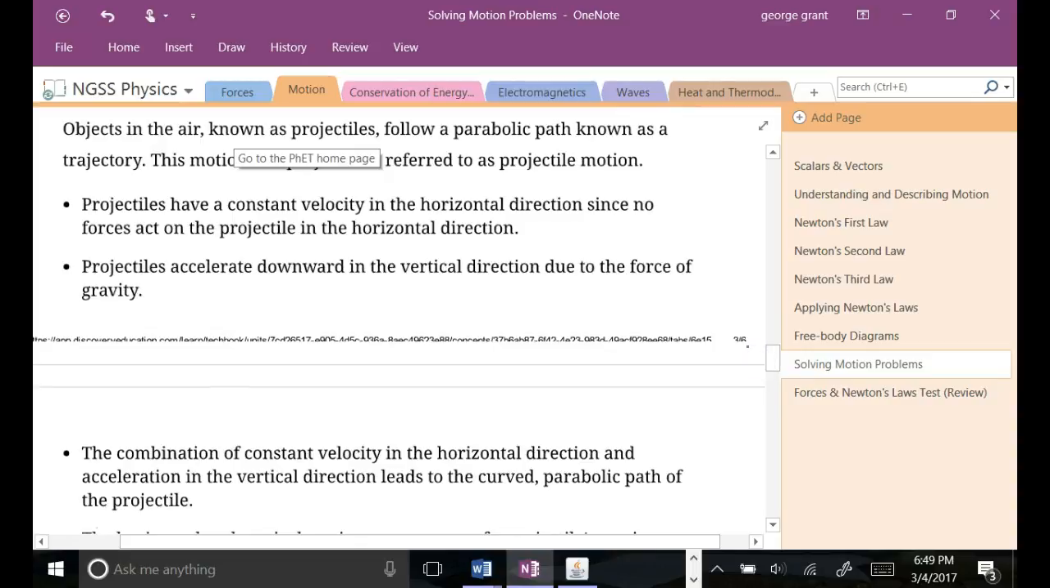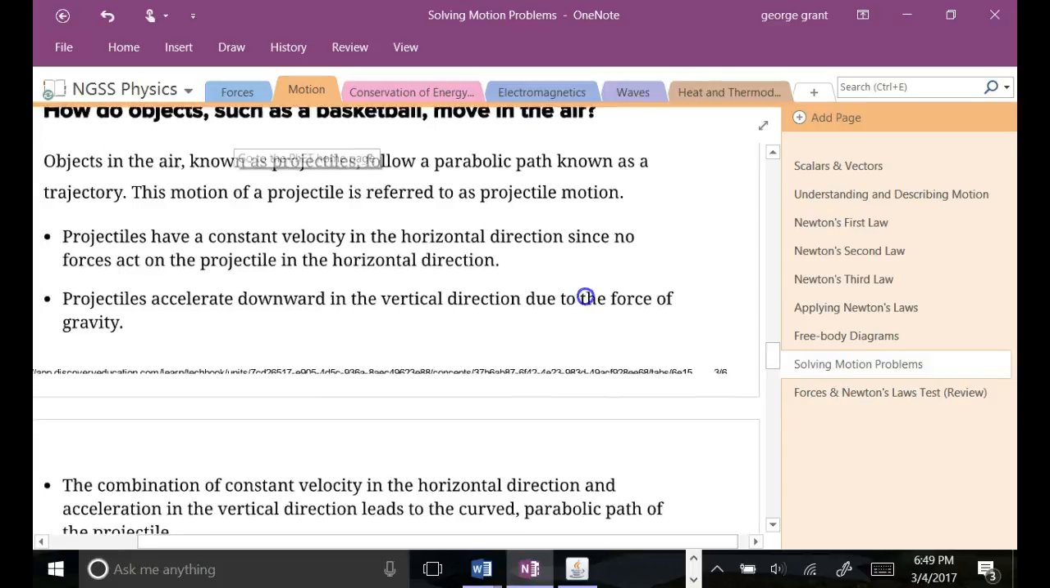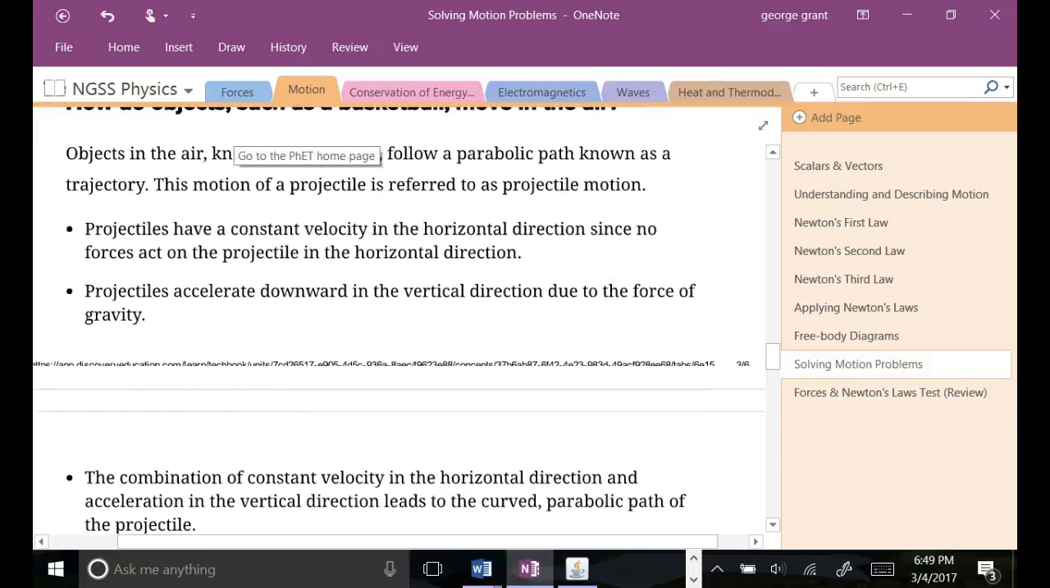Objects in the air known as projectiles follow a parabolic path known as a trajectory. This motion of a projectile is referred to as projectile motion, strangely enough. So when we did the Shoot the Monkey gizmo, the reason for the parabolic path is because we have accelerated motion in the vertical direction and constant speed motion in the horizontal direction.